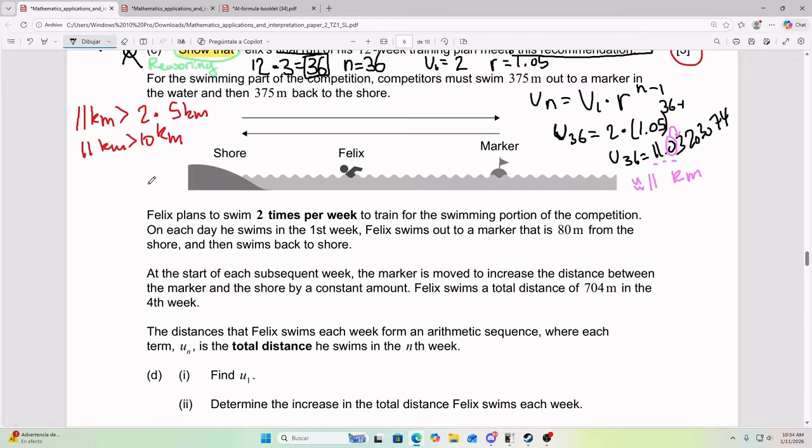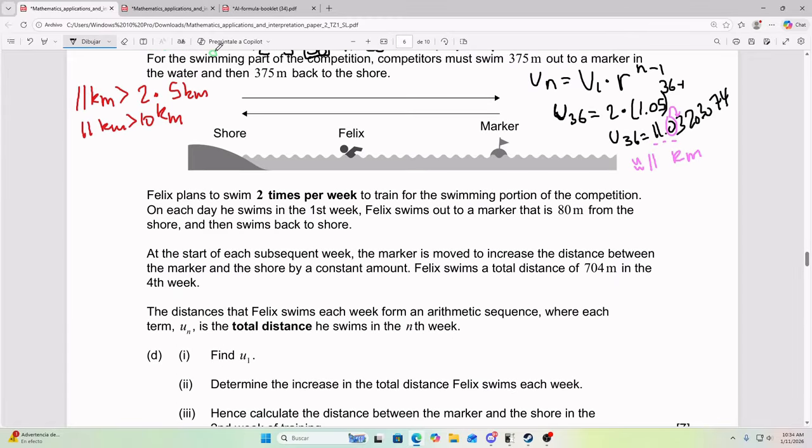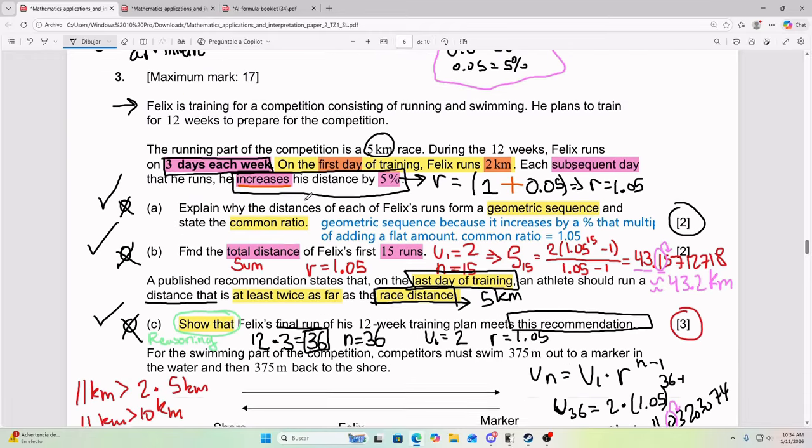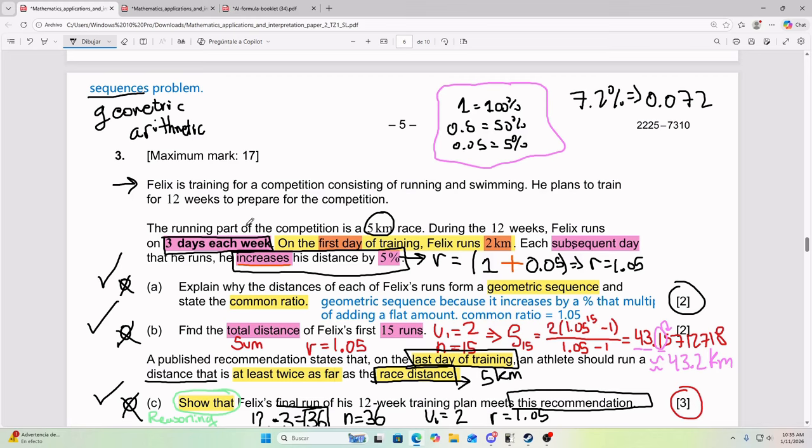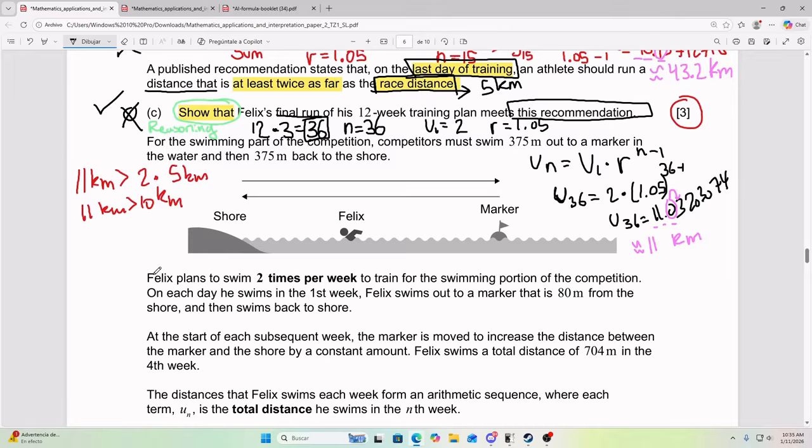Then we enter what we call the swimming part of the competition. So for the swimming part of the competition, competitors must swim 375 meters out to a marker in the water and 307 meters back to the shore. And so good old friend Felix has a lot of time and plans to swim 2 times per week, in addition to 3 days per week running. Well, Felix is determined, my guy. I respect you, Felix. Hell yeah. So Felix plans to swim 2 times per week to train for the swimming portion of the competition.